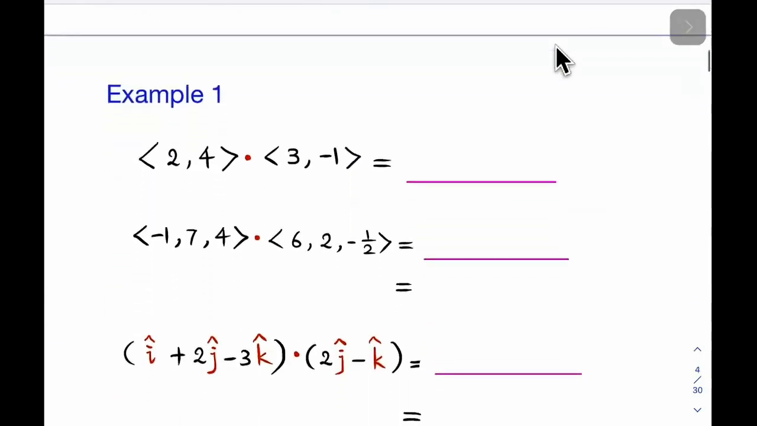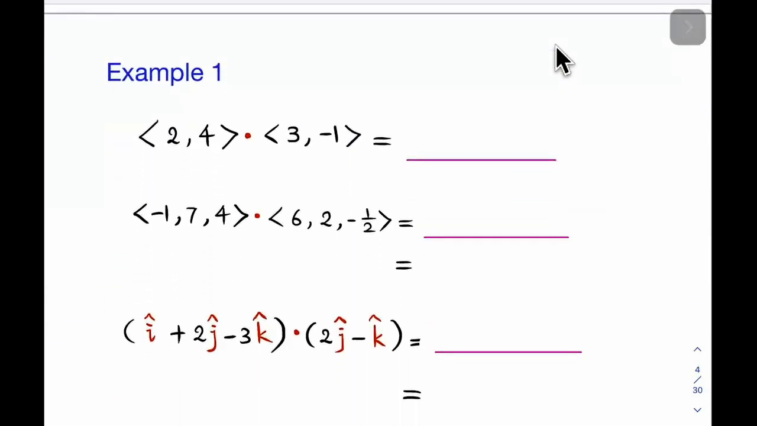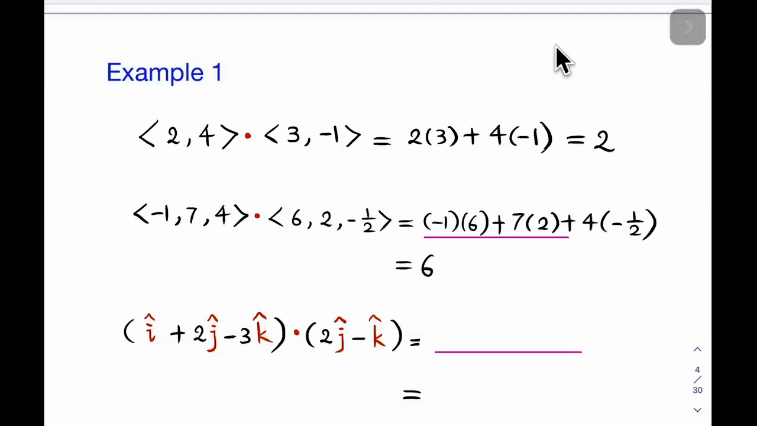Now let's do some examples just to understand this a little bit better. We're going to take the dot product of these two vectors. Take a minute to work on paper on your own and tell me what you get. For the first one, let's check it out. The first one is 2. You got it. And the second one is 6.